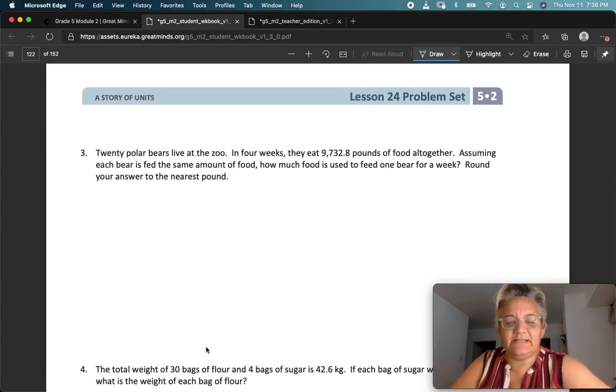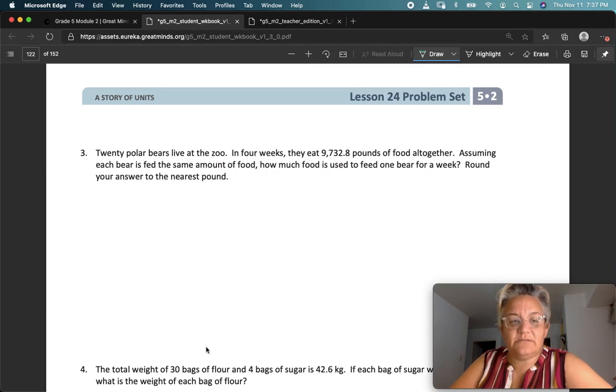20 polar bears live at the zoo. That is a lot of polar bears in a small space. I hope that is a gigantic zoo. That's a lot of polar bears. In 4 weeks, they eat 9,732 and 8/10 pounds of food all together. Assuming each bear is fed the same amount of food, how much food is used to feed one bear for a week? Round your answer to the nearest pound.